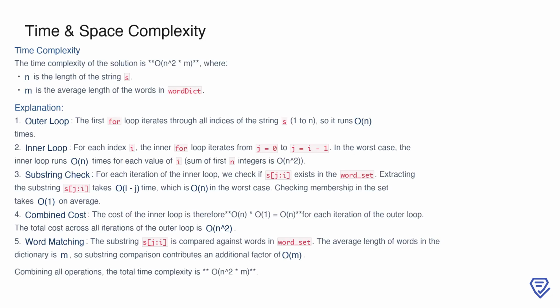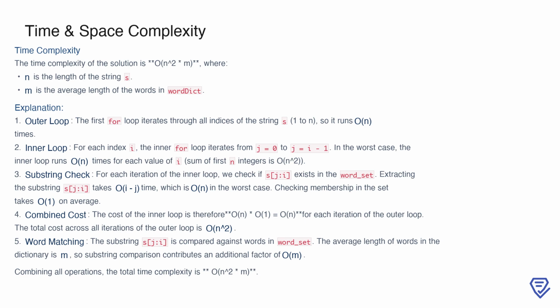Here, we analyze the time complexity of the solution, which is O(n²*m). To break it down, n represents the length of the string s, and m is the average length of the words in wordDict. The outer loop iterates through all indices of the string s, which means it executes O(n) times. Within this, the inner loop runs from index j equals 0 to j equals i-1. In the worst case, this inner loop runs O(n) times for each value of i, giving a total cost of O(n squared) across all iterations.